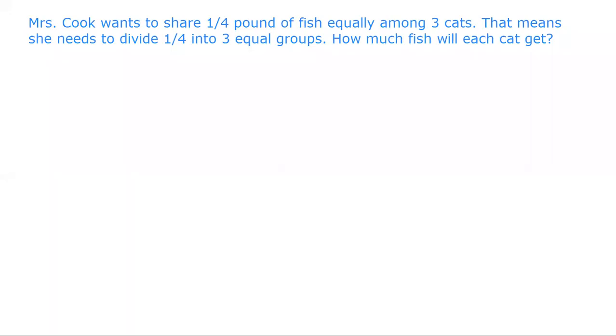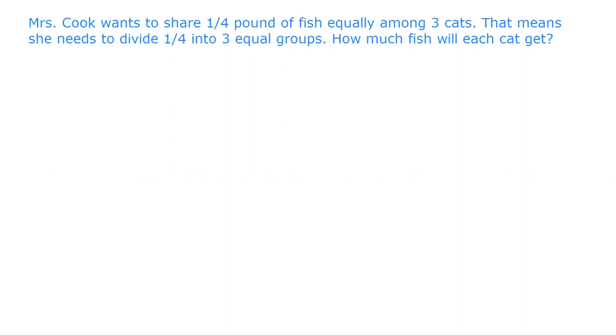Let's take a look at our next problem. Remember, we're going to use the read, draw, write strategy. So the first thing I'm going to do is read this word problem here. Mrs. Cook wants to share 1/4 pound of fish equally among 3 cats. That means she needs to divide 1/4 into 3 equal groups. How much fish will each cat get?